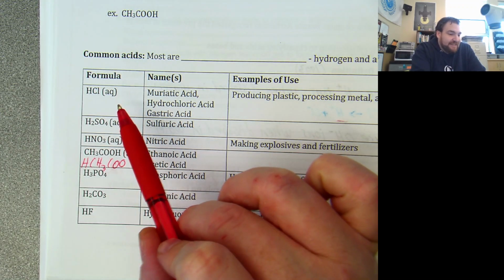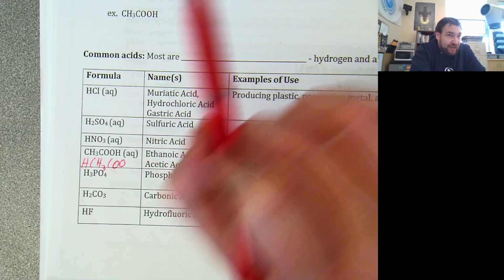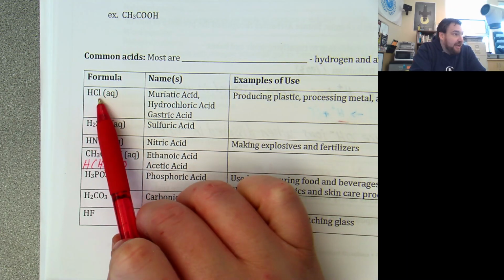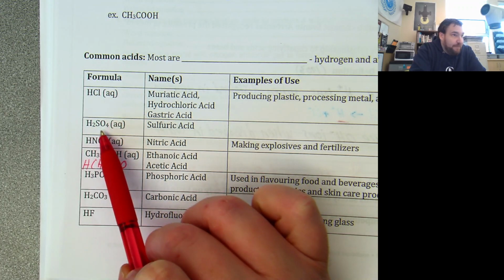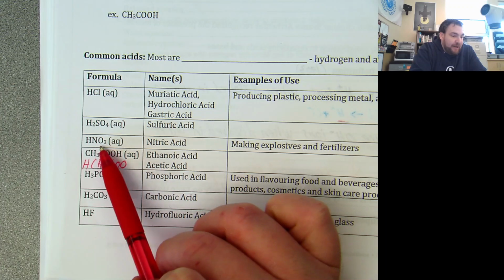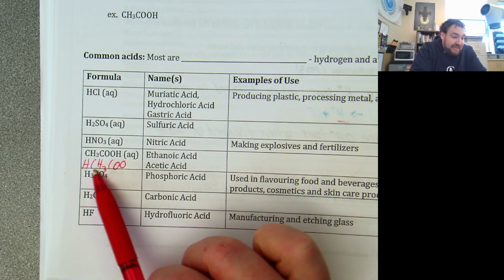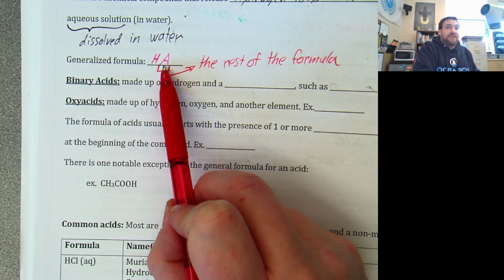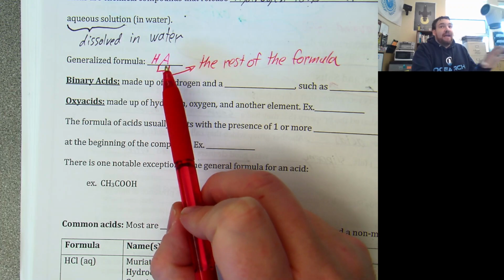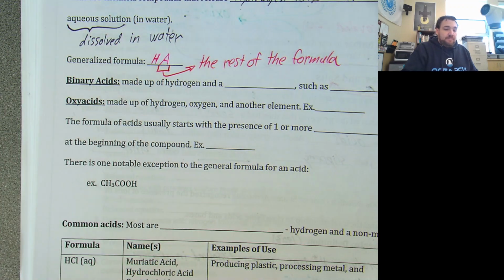Up at the top, the generalized formula is HA. For HCl, obviously the A would be replaced by Cl. For H2SO4, the A would be replaced with SO4. NO3 would replace the A. The CH3COO would take the place of the A. Up here in that generalized formula, it's just whatever is the rest.